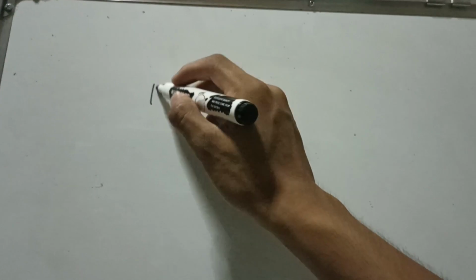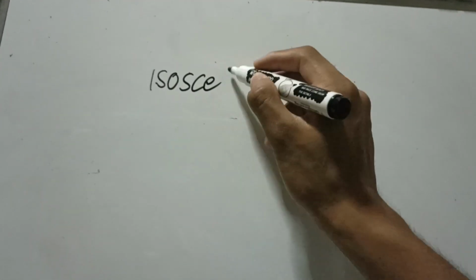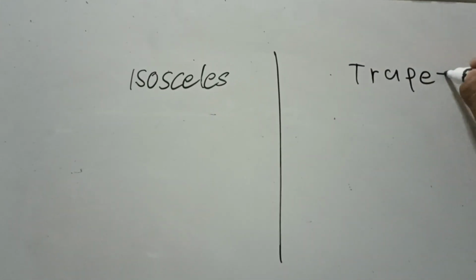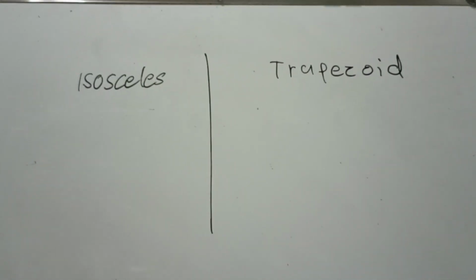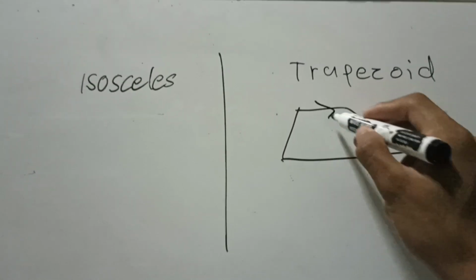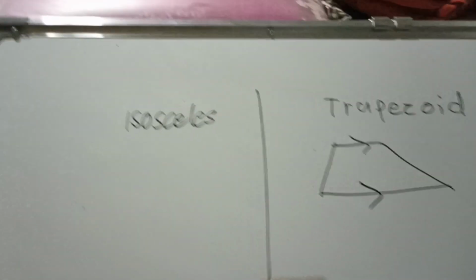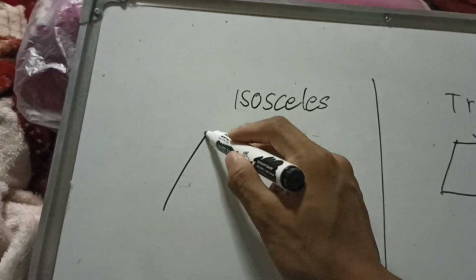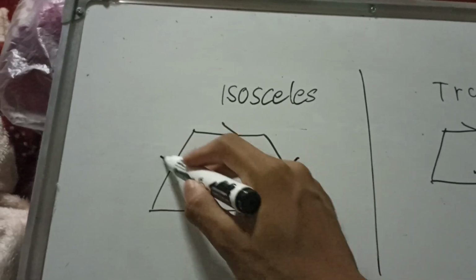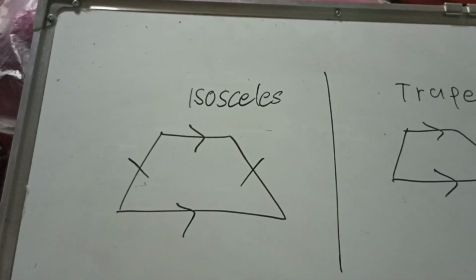In this video, we will be talking about kites and trapezoids. But first, let us differentiate between an isosceles trapezoid and a trapezoid. A trapezoid has only one pair of parallel sides. An isosceles trapezoid has one pair of parallel sides and has congruent non-parallel sides, which are the legs.